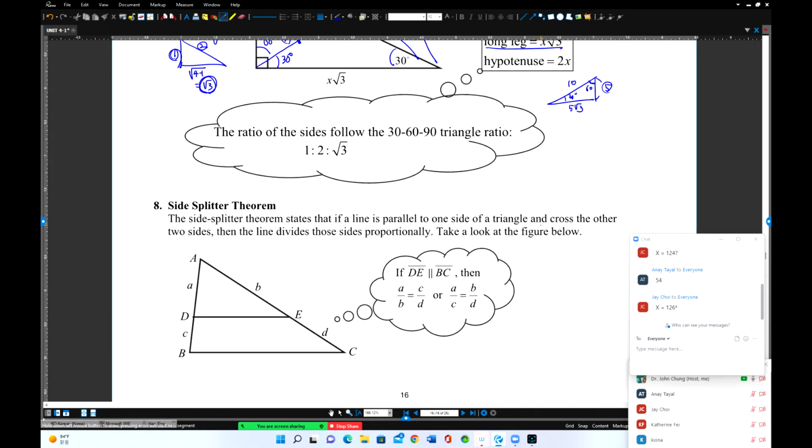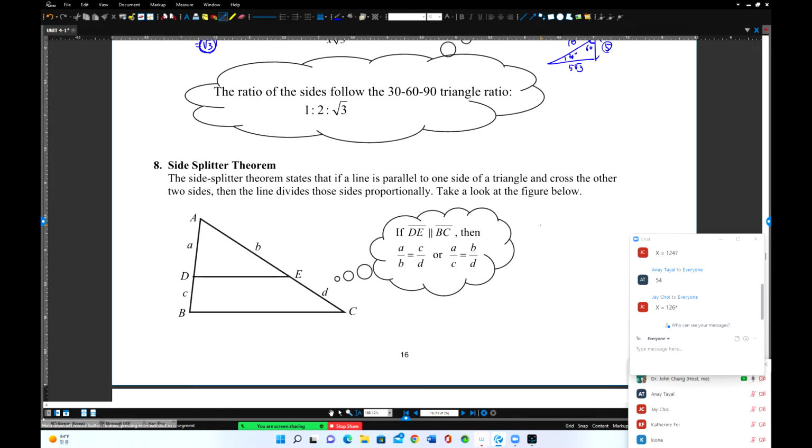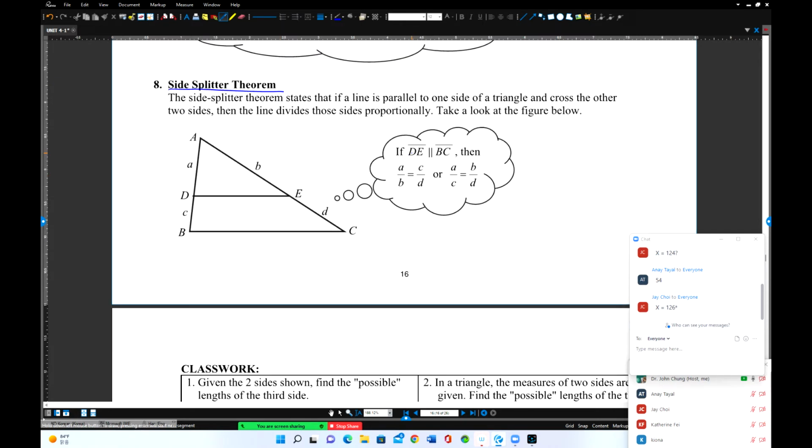Alright, the next one, one of the most important topics, is the side splitter theorem. Okay, this is kind of similar, right? Because similar, you understand, right? What is similar? Similar is the same shape, different size. Similar means the same shape.